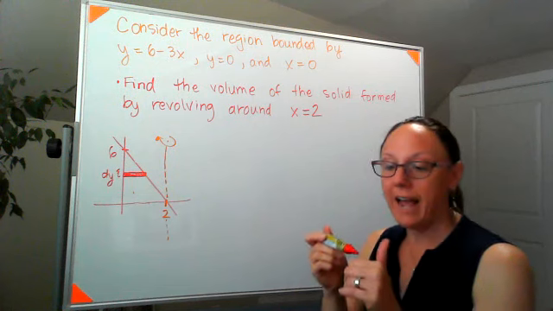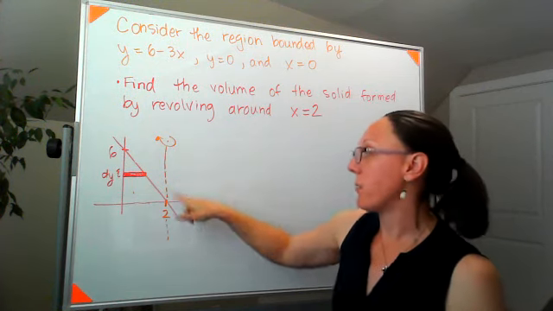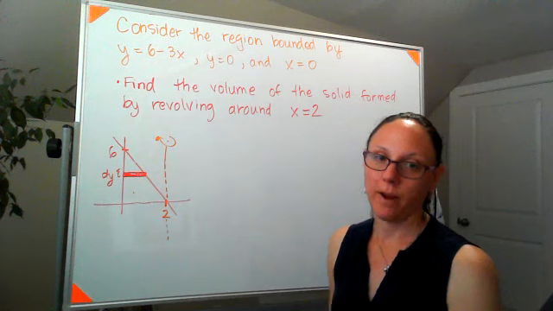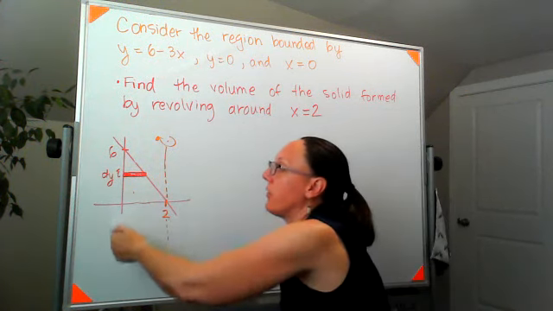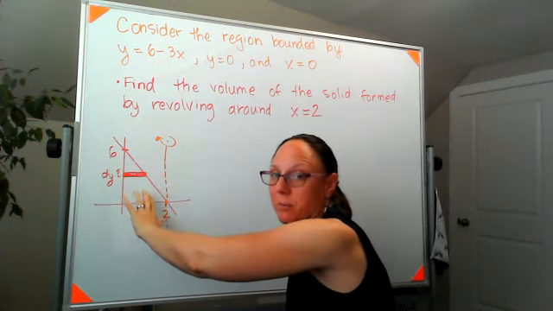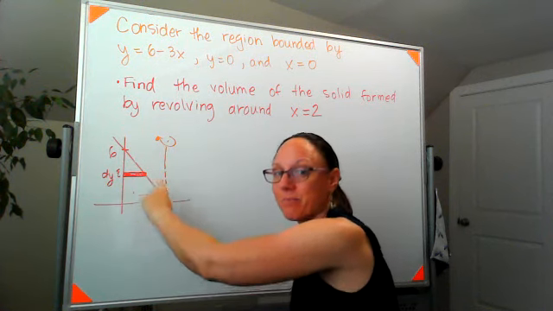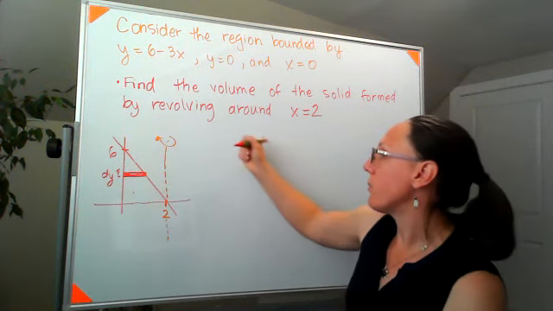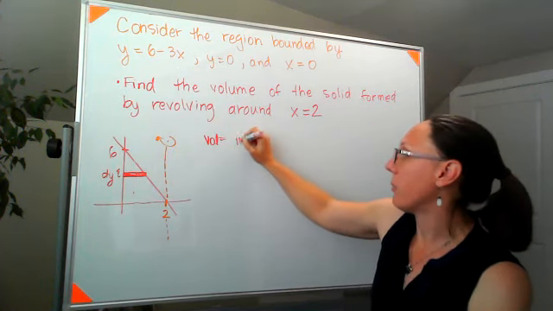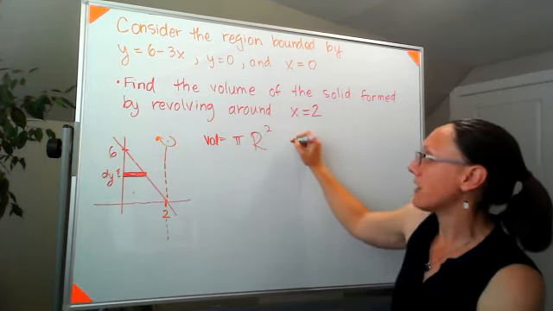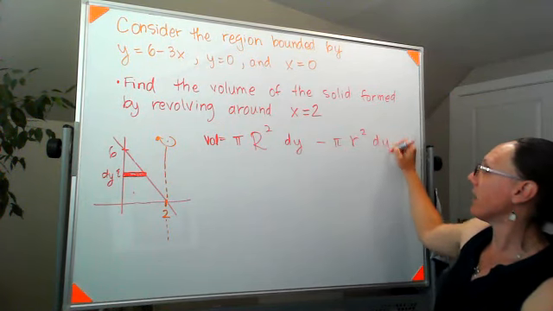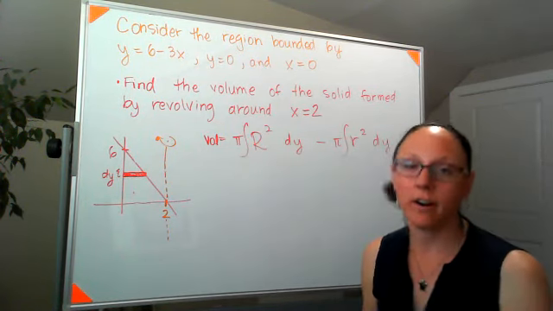Now looking at that, I'm revolving around something that doesn't touch my shape everywhere, right? If I were revolving around the y-axis, then no matter where I was on the axis, my shape would be touching the y-axis. That's not the case here, which means when we go to set up the volume, we're going to end up with pi big R squared dy minus pi little r squared dy for our integrals.